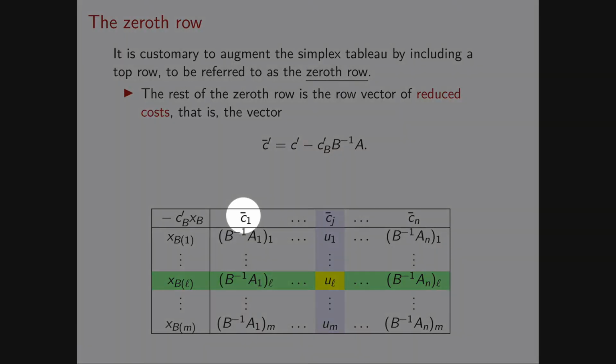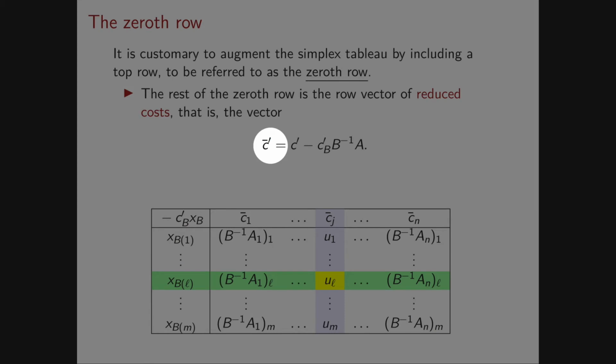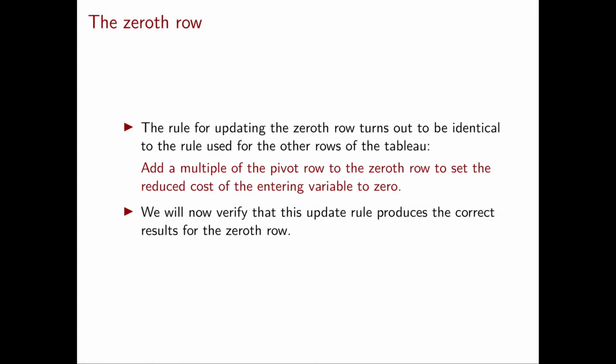So in the first column, we will have C bar 1, then C bar 2, and so on and so forth until C bar n. Once again, the formula for the reduced cost is C bar transpose equal to C transpose minus CB transpose B inverse A. Now we had just understood how we can update the tableau from iteration to iteration. But now we added one additional row to the tableau, and so we need to understand how such a row should be updated from iteration to iteration as well.